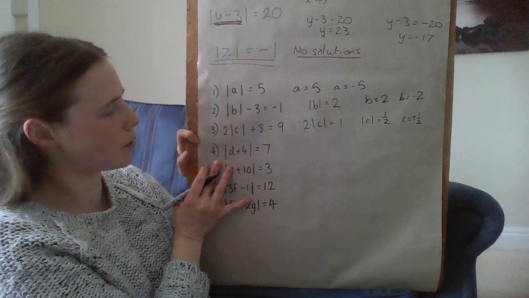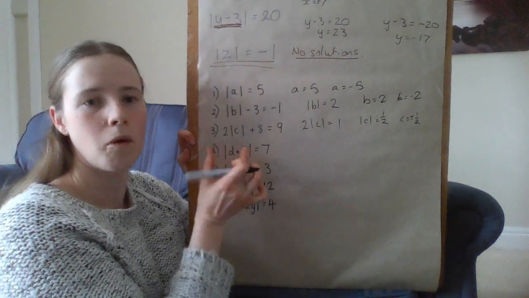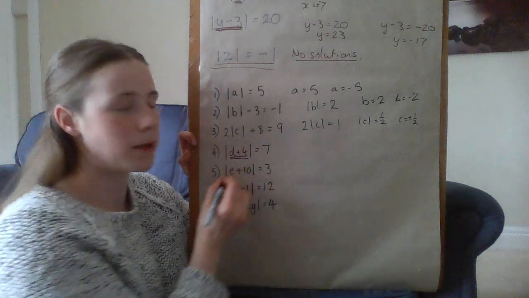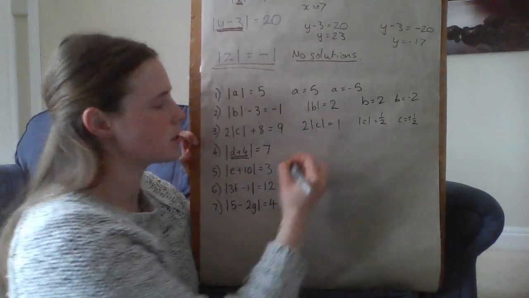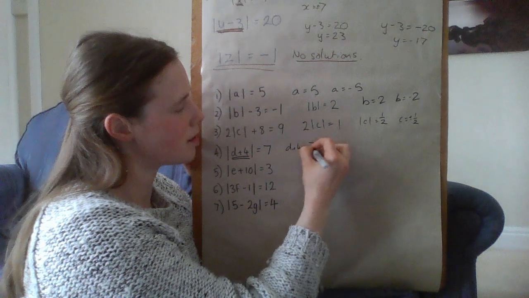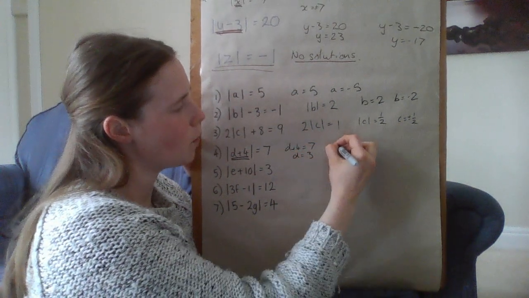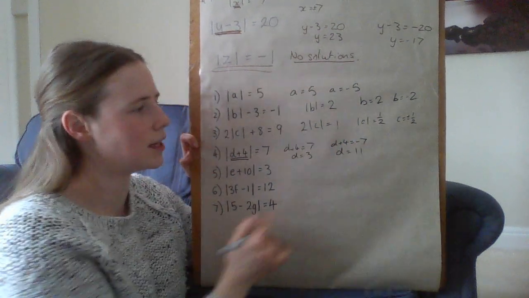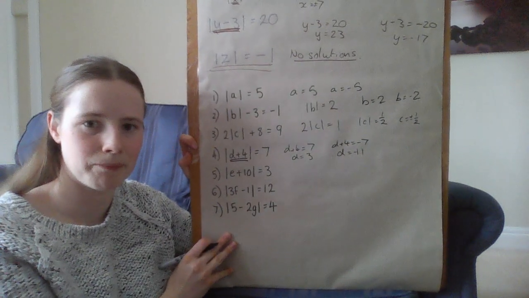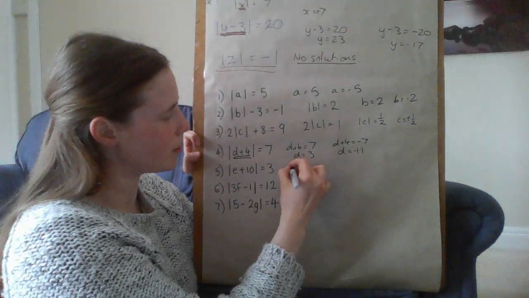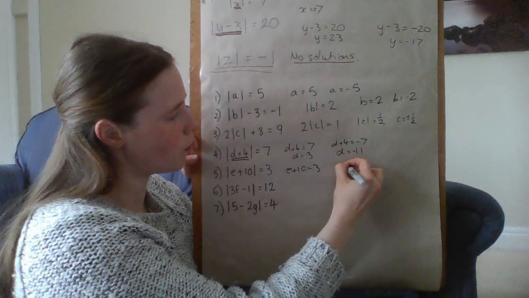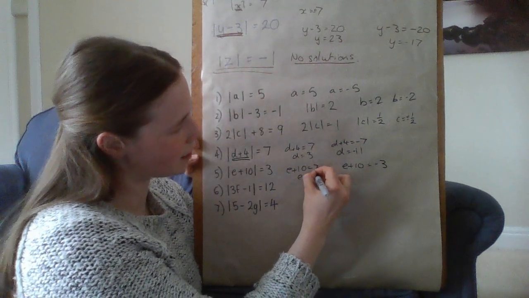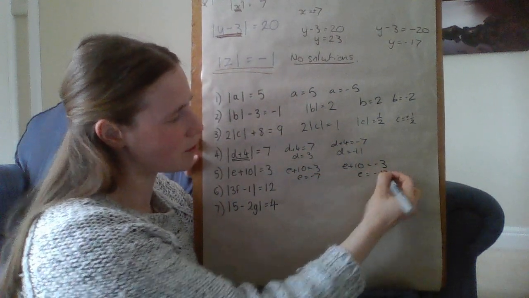Okay. Next one, if d plus 4 with a modulus is 7, I can either get this bit in the middle being +7 or -7. So d plus 4 can be 7, in which case d is 3. Or d plus 4 can be -7, in which case d is -11. Okay, next one, e plus 10 can be 3, or e plus 10 can be -3. So e can be -7, or e can be -13.